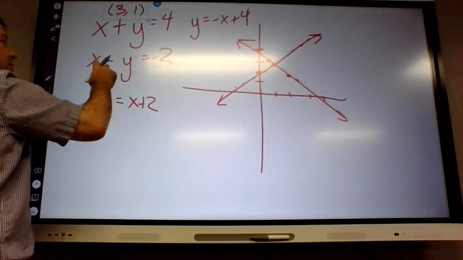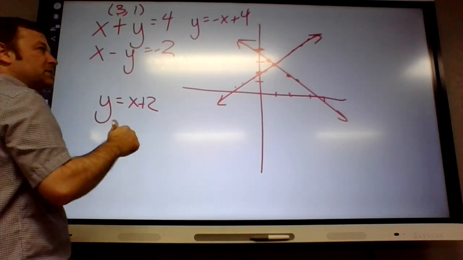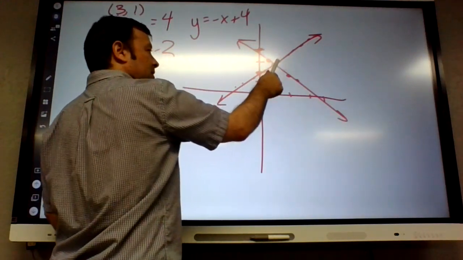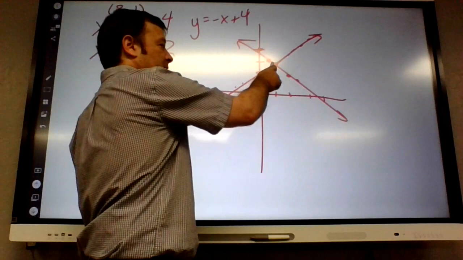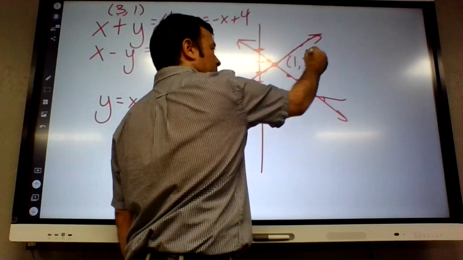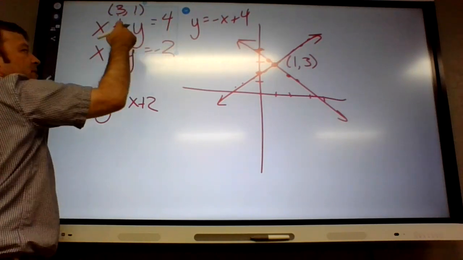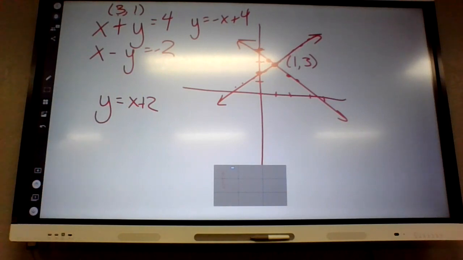How many solutions do these two equations have in common? 1. The point on the graph where they both have a point represents the common solution. So in this case, that would be 1, 3. Now, how do I know that's right? Well, does it work in both? Does 1 plus 3 equal 4? Yes. Does 1 minus 3 equal negative 2? Yes. So that is the common solution.